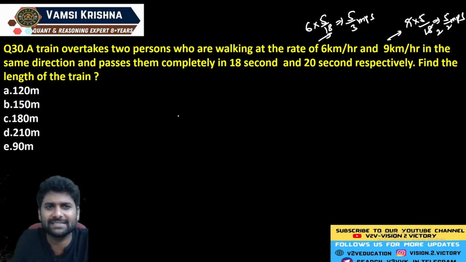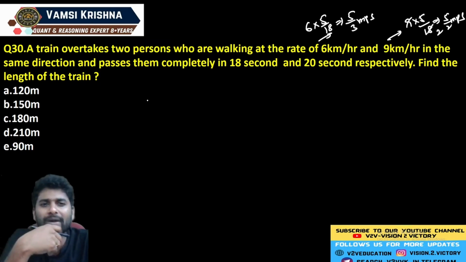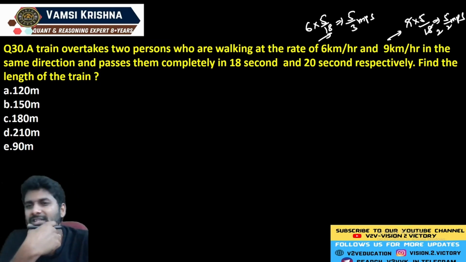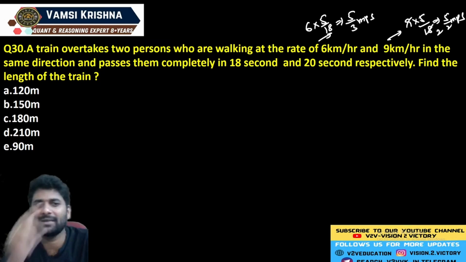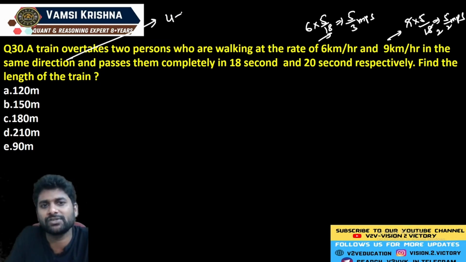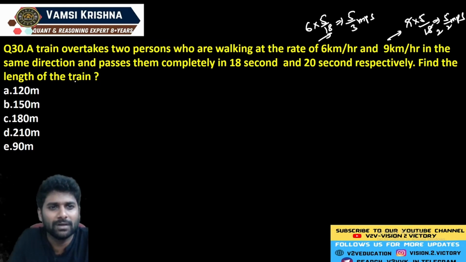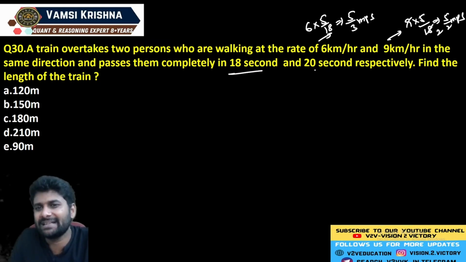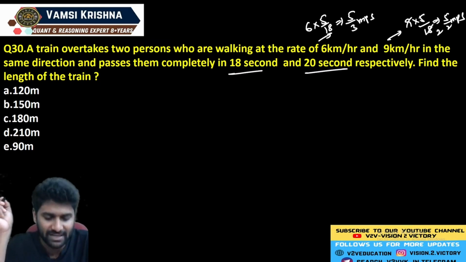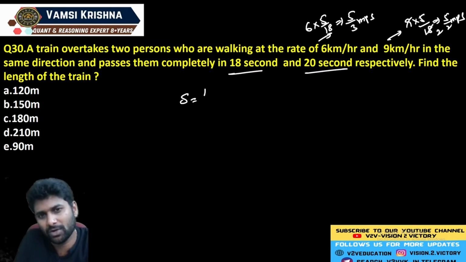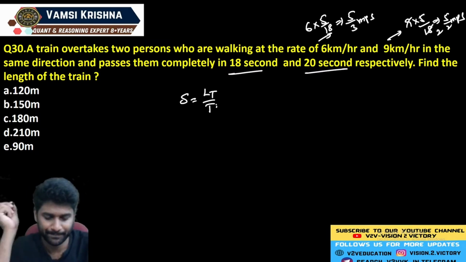So just convert it. If a train overtakes two persons who are walking at the rate of 6 kilometer per hour and 9 kilometer per hour in the same direction, the relative speed is u minus v, and it passes them completely, it takes 18 seconds and 20 seconds respectively. Find the length of the train. Now guys, speed is equal to length of the train divided by time.